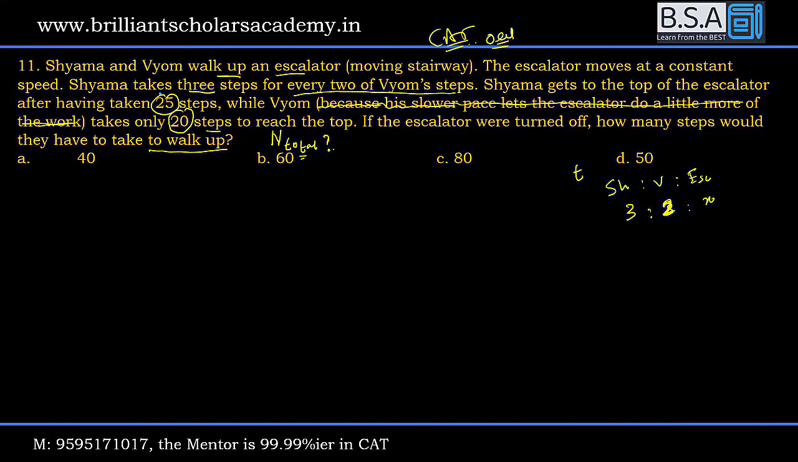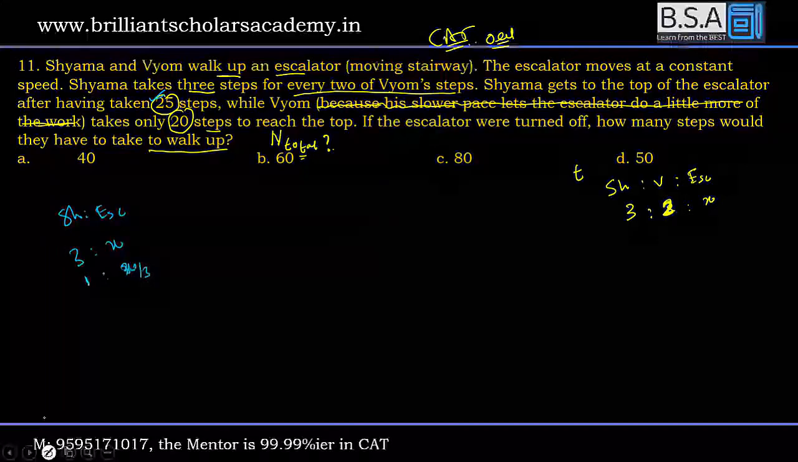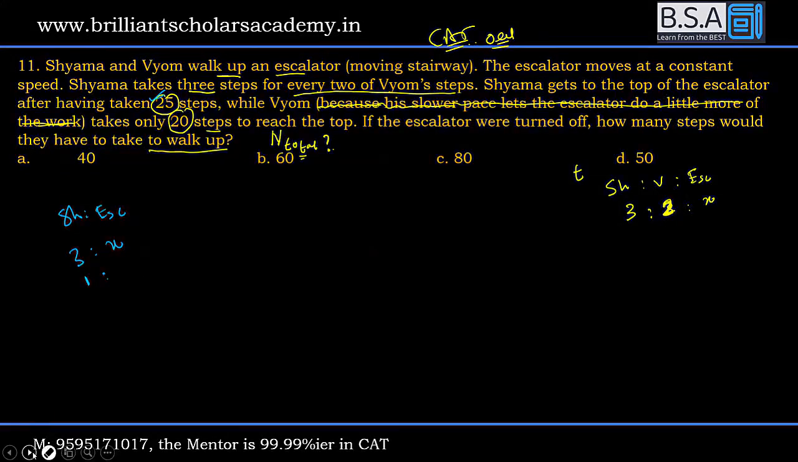Here, Shyam takes 25 steps to reach the top. So I am going to compare Shyam and escalator. This is 3, this is X. This is 1, this is X by 3. Please pay attention to the rearrangement of these values. X by 3. Now what do we need? We want it to be 25 steps. Multiply by 25. What will this become? 25x by 3.